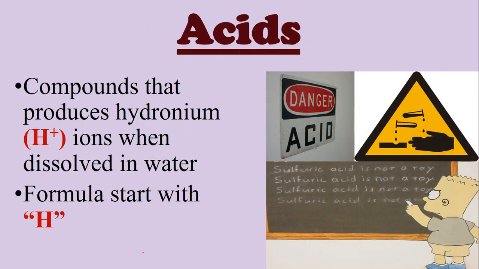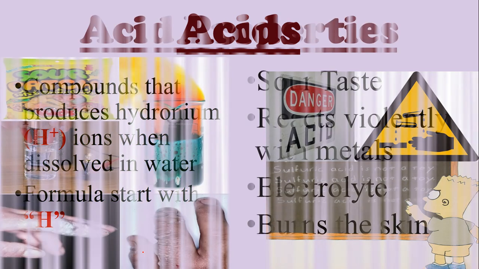So what is an acid? The full definition of an acid is a compound that produces the hydronium H plus ion when dissolved in water. The best way to know if something is an acid is if you look at the chemical compound formula and you see that it starts with the letter H, or the element hydrogen.